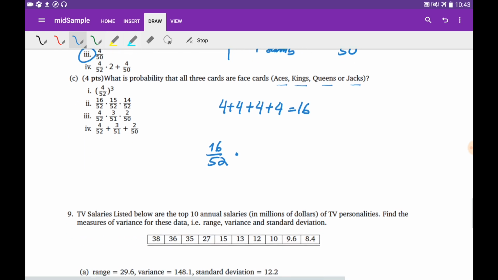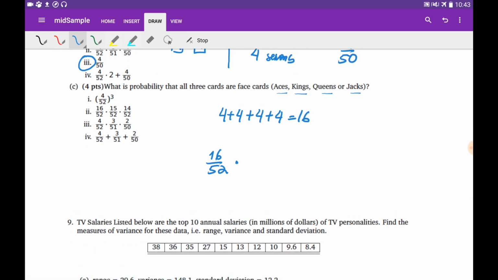We have to multiply this. So if you choose one of them, how many will be left? So 15 over 51. So if you choose one more time, it's going to be 14 over 50. So unfortunately, there is no such answer. But the correct answer should be like this.